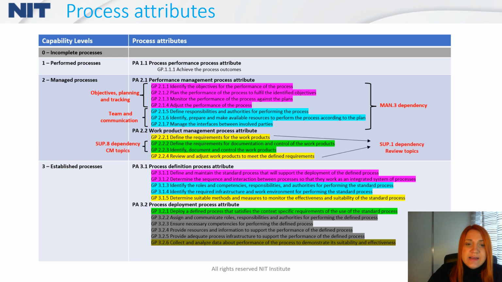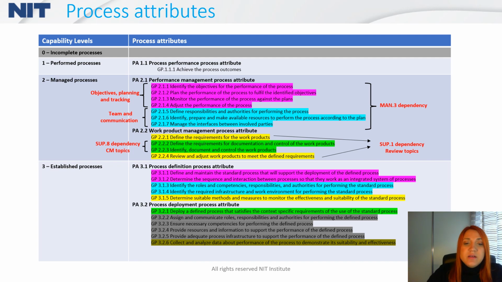In the next part, in this PA 2.2 work product management process attribute, we can see two groups as well. The first group is related to the quality assurance dependencies, and those are the review topics, GP 2.2.1 and GP 2.2.4. You can see that we need to have defined requirements for the work products. And on the basis of those definitions, we need to review and adjust work products to meet the defined requirements.